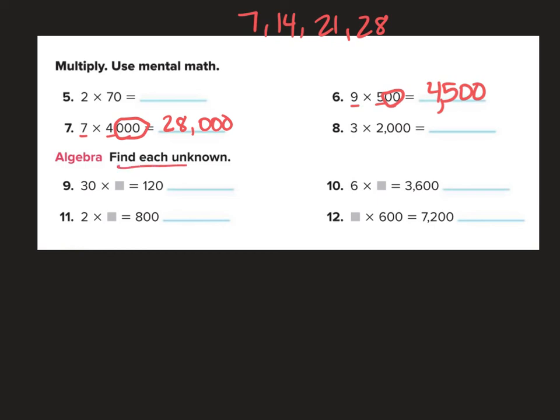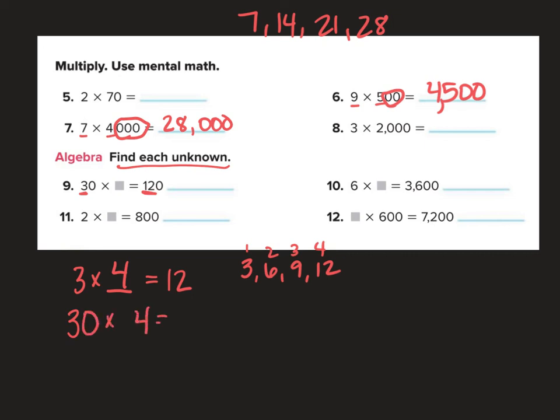Okay, so here, let's find each unknown. I'm just going to look at the first digit here. 3 times what gets me to 12? 3 times what equals 12? Okay, well, let's count by 3s. 3, 6, 9, 12. Okay, 1, 2, 3, 4 threes. So that means if I take 30 times 4, 3 times 4 is 12, add a zero, it would be 120, so that means my unknown is 4.